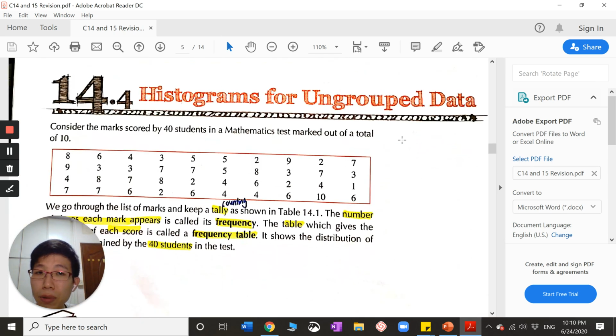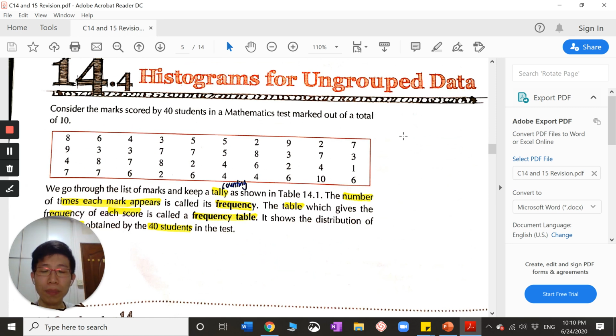So now we move on to histogram for ungrouped data. What does it mean by ungrouped data? It just means the data are not grouped together.